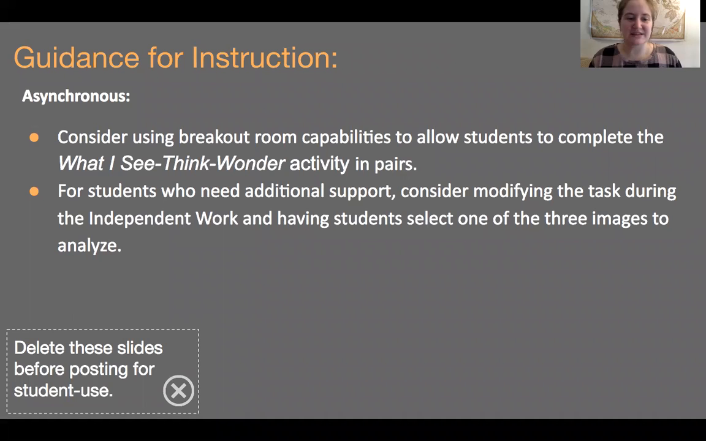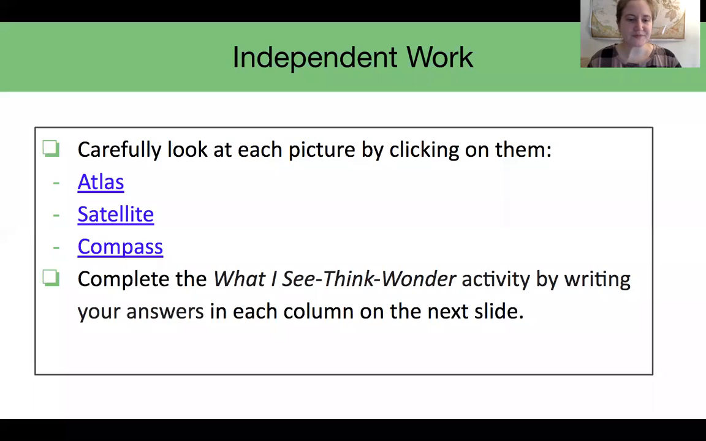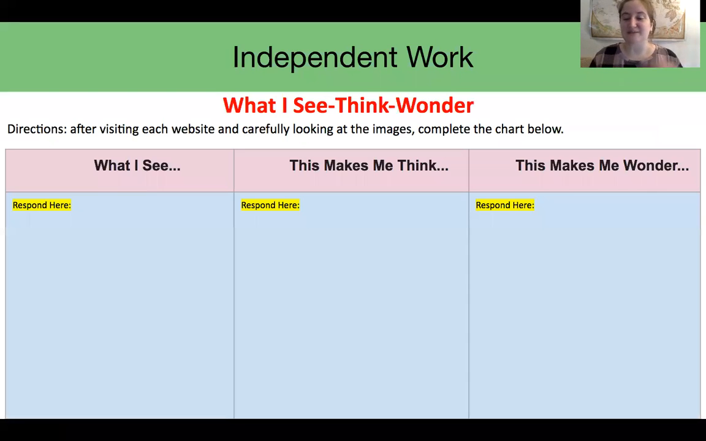And again, this can be done in asynchronous or synchronous environments, and you can modify the task depending on how you're teaching and what your students need. Then it again has them do it independently. So students would look through different websites and write what they see, what they objectively observe, what they think, and what they wonder, what questions it might further incite.